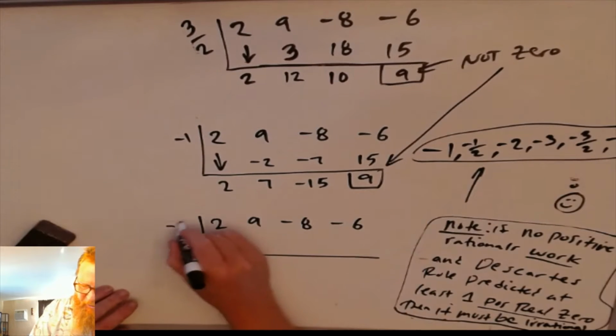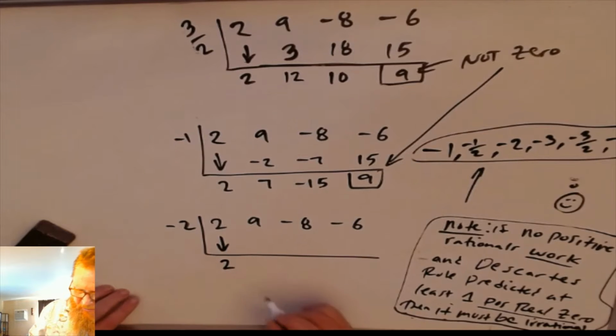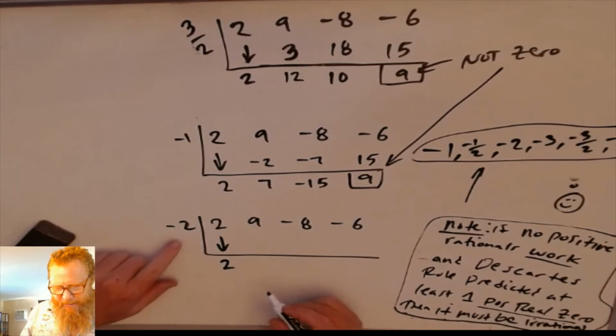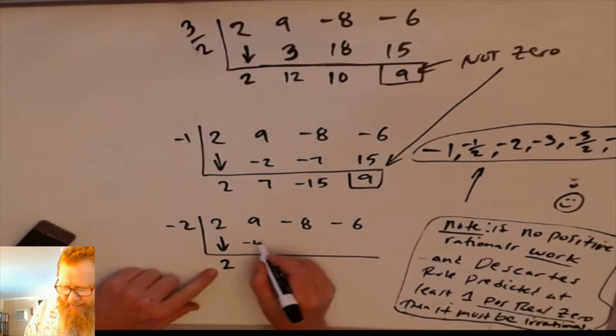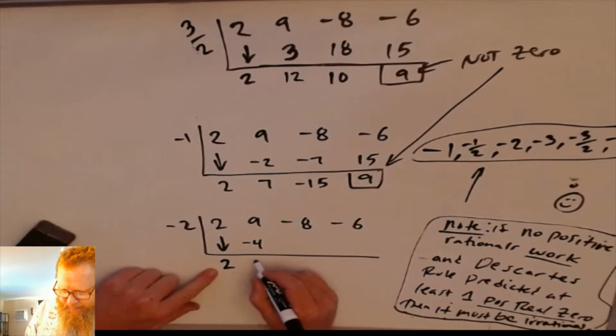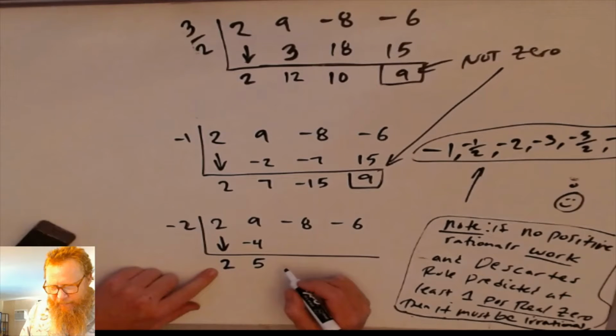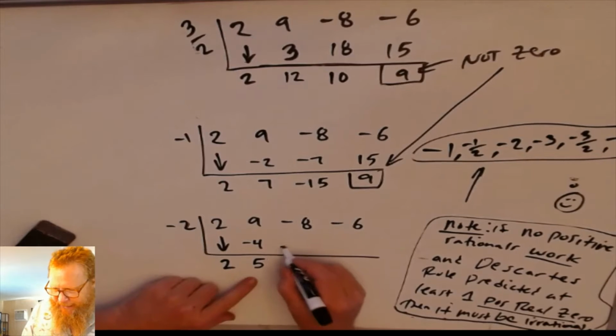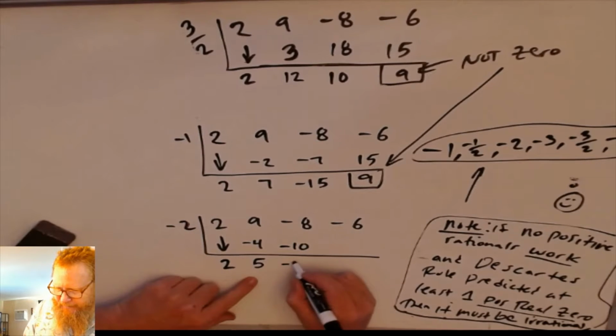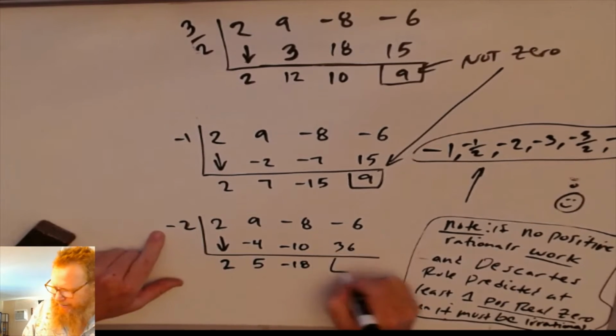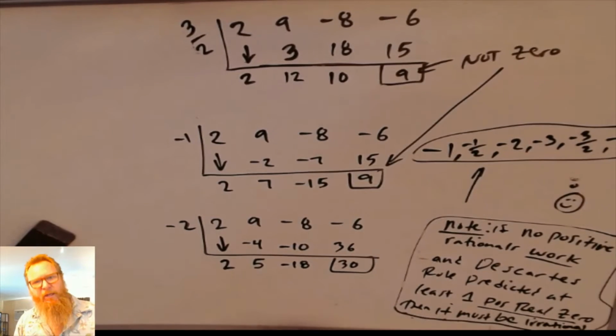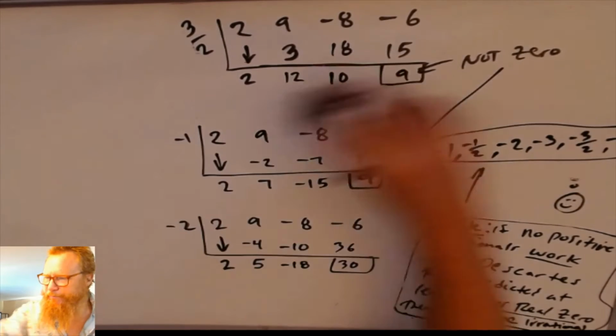I'm going to do all the integers first. So negative 2 times 2 is negative 4. Then I get 5, and I get negative 10, I get negative 18, I get 36, and I get 30. Again, it's not 0.